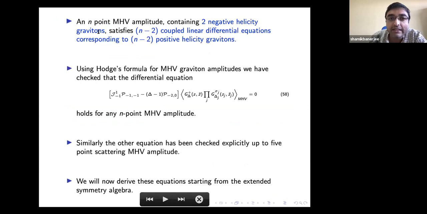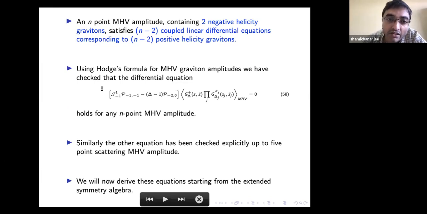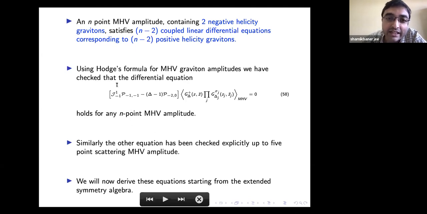So now what we get is that for an n-point MHV amplitude, which contains two negative helicity gravitons, that satisfies n minus 2 differential equations of this form, because you have n minus 2 positive helicity gravitons. Now, since we don't really have an axiomatic understanding of what the dual theory in this case is, we actually checked that these things really hold if we take the explicit expression, and they do.